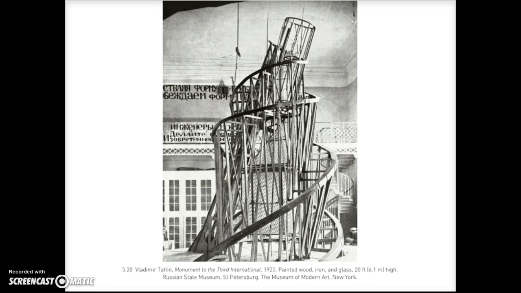This is a work by Vladimir Tatlin, called Monument to the Third International. Tatlin was central to the birth of Russian constructivism, and he was very much influenced by Pablo Picasso's Cubist art, as well as Russian Futurism. And this work of art sort of emerged between architecture and sculpture.